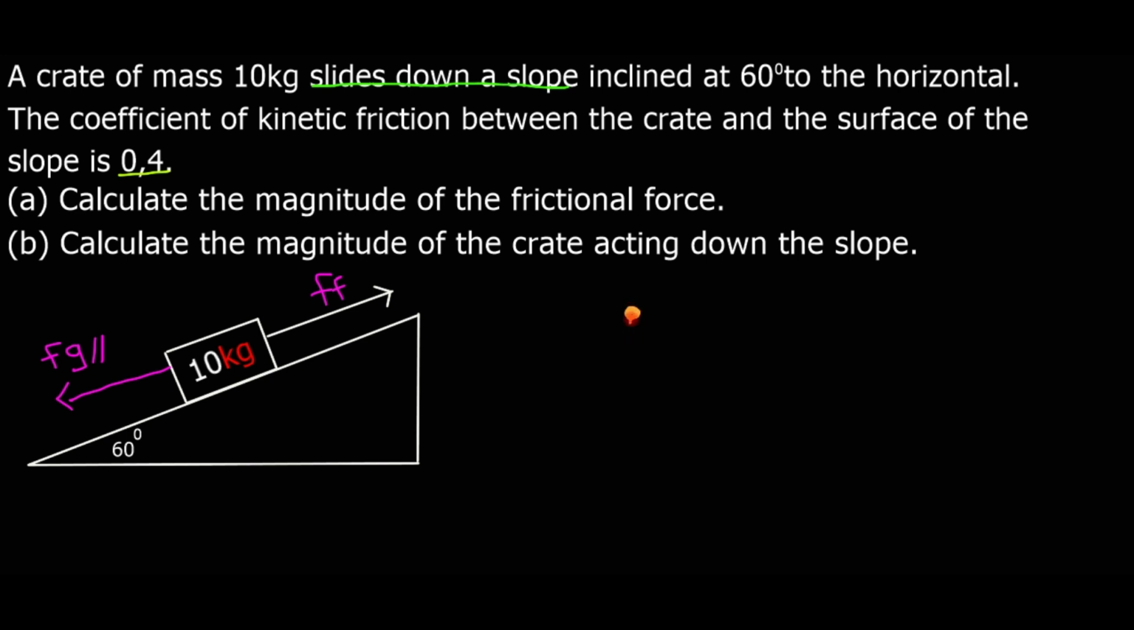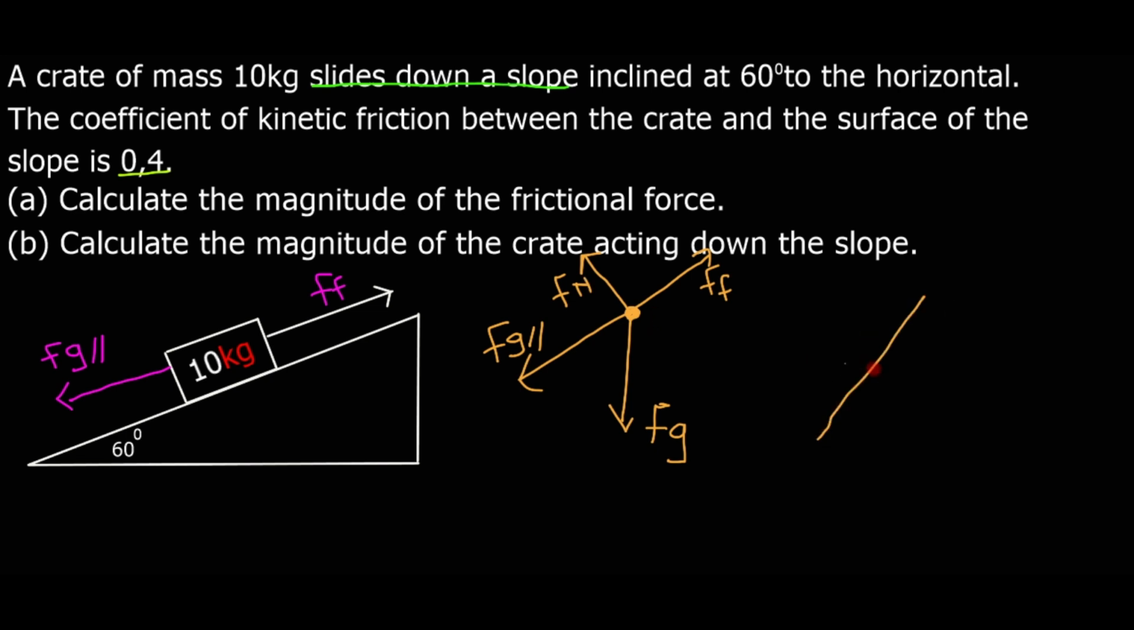Always, a weight force is acting downwards on the object. So it's Fg, or you can say weight. It's all up to you. And then Fg parallel, because this object is moving down the slope. And then a frictional force is acting in the opposite direction. And then a normal force. Remember, normal force always acts perpendicular to the surface. This is our surface, so the normal force is in this direction. So this is our free body diagram.